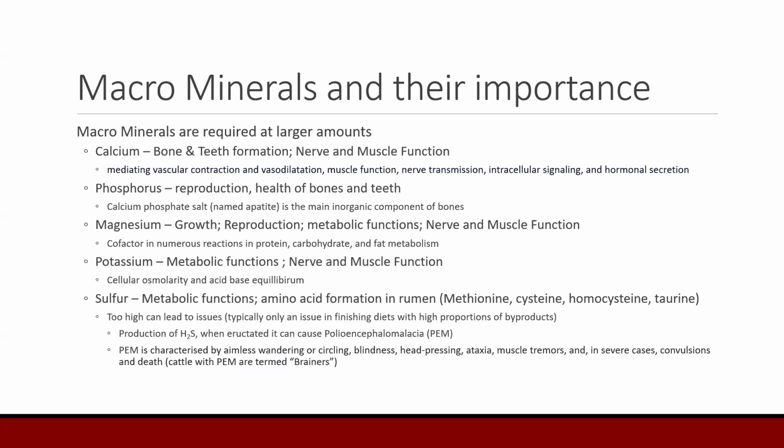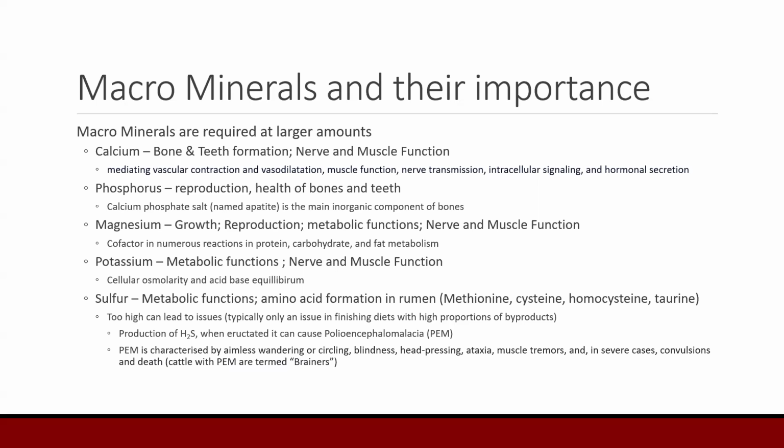There are two main theories on how sulfur-induced PEM occurs. One, sulfur in the rumen gets converted to hydrogen sulfide. When they eructate that hydrogen sulfide and then breathe it back in, it can cause nerve dysfunction. The other theory is a sulfur-induced thiamine deficiency. Increasing sulfur content increases the demand for thiamine by the host animal, so eating more sulfur, using more thiamine, causes PEM.